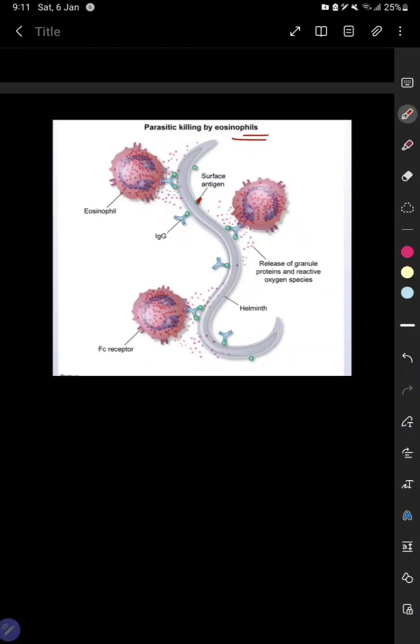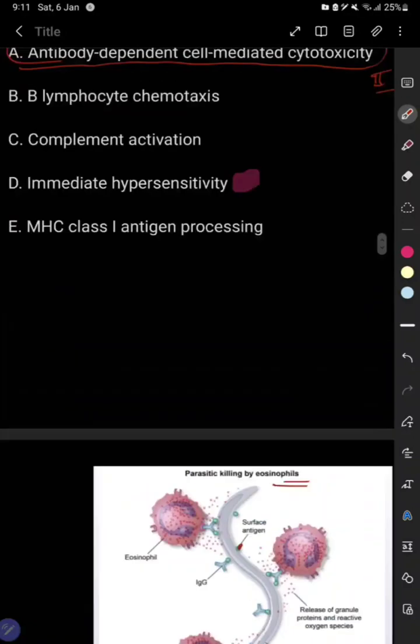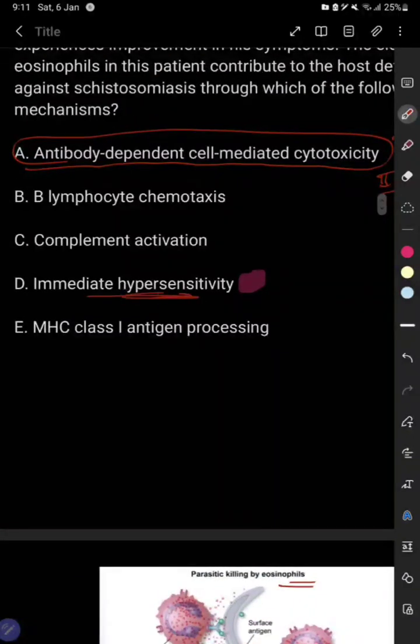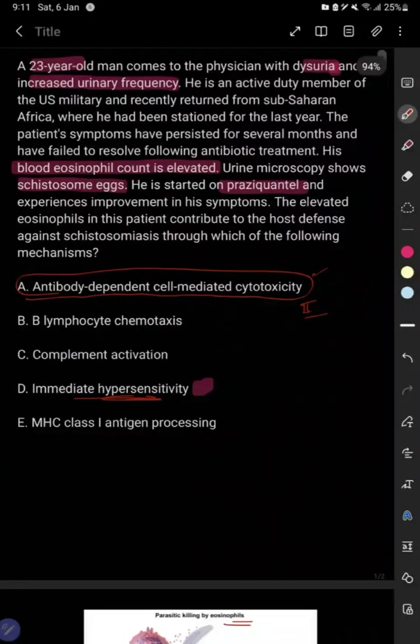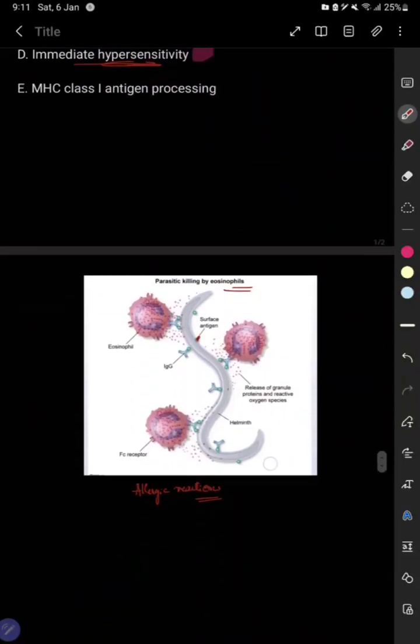But the other mechanism is also there, releasing mediators in a hypersensitivity reaction, but it is a very early phase; it happens immediately. For example, allergic reactions are type 1 hypersensitivity, which you can call immediate hypersensitivity. This is not an allergic reaction; the eosinophils are being produced because of the parasite itself.